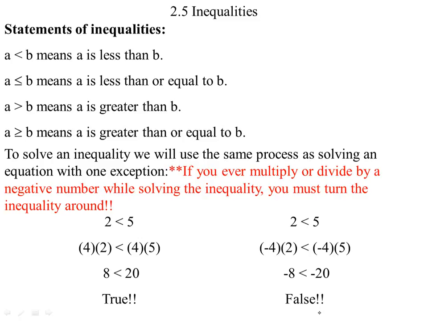If you ever have to multiply or divide by, and this is the key word, a negative number, then you've got to turn that inequality around. Okay? And that's the only difference. So you don't even have to worry about it until that very last step, and then you need to think, if I'm multiplying or dividing by a negative number, I've got to turn that inequality around. If not, just leave it be and move on.